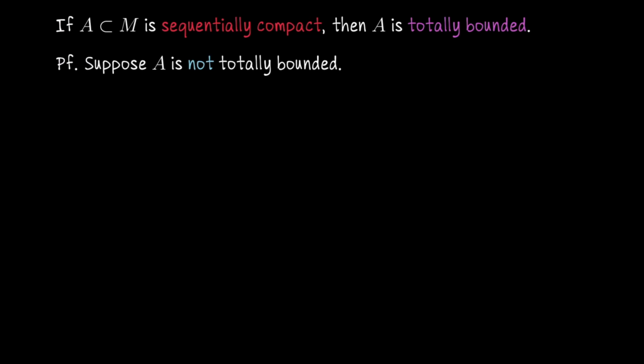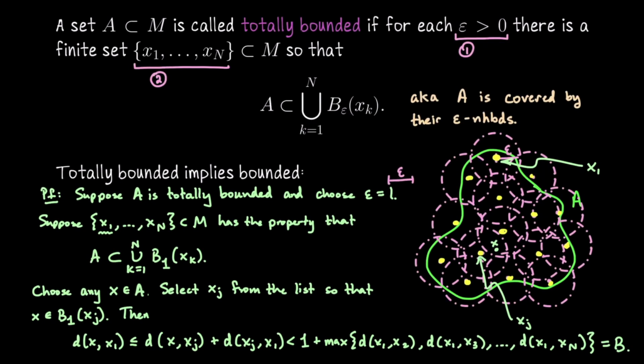Let's flip back to the definition just for a minute. We said if A is totally bounded, then for any choice of radius, there's a finite set of points in the metric space so that A is covered by their corresponding neighborhoods. If a set does not have this property, then it means that there's some radius, some choice of epsilon, for which there is no finite set of points generating this finite collection of neighborhoods covering the set.